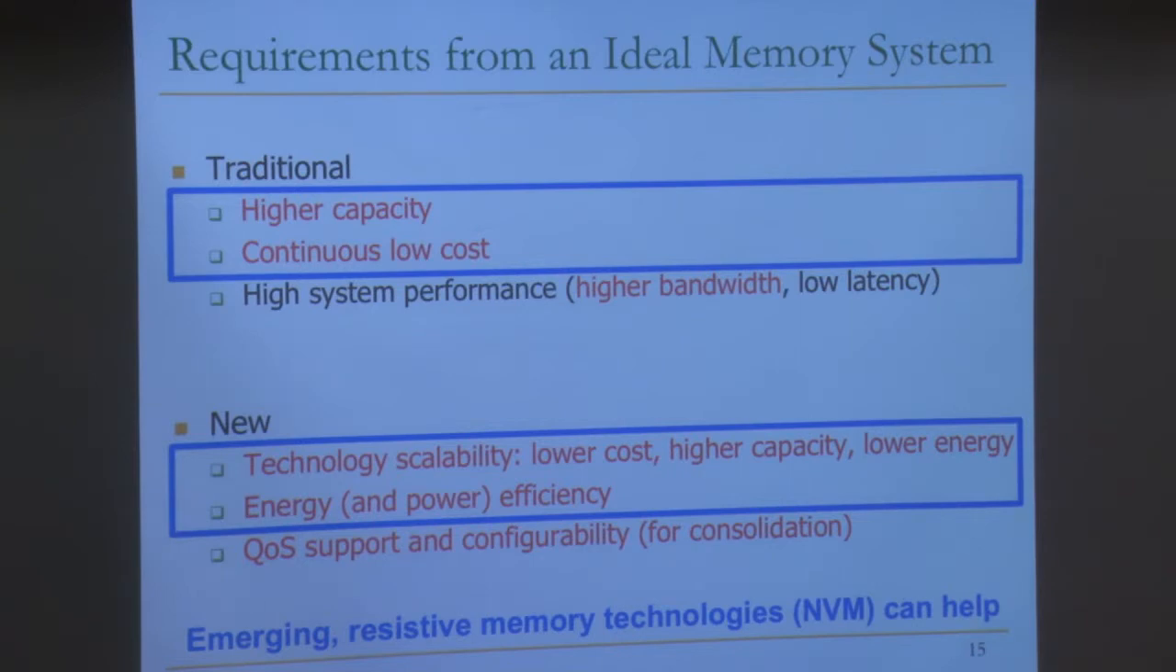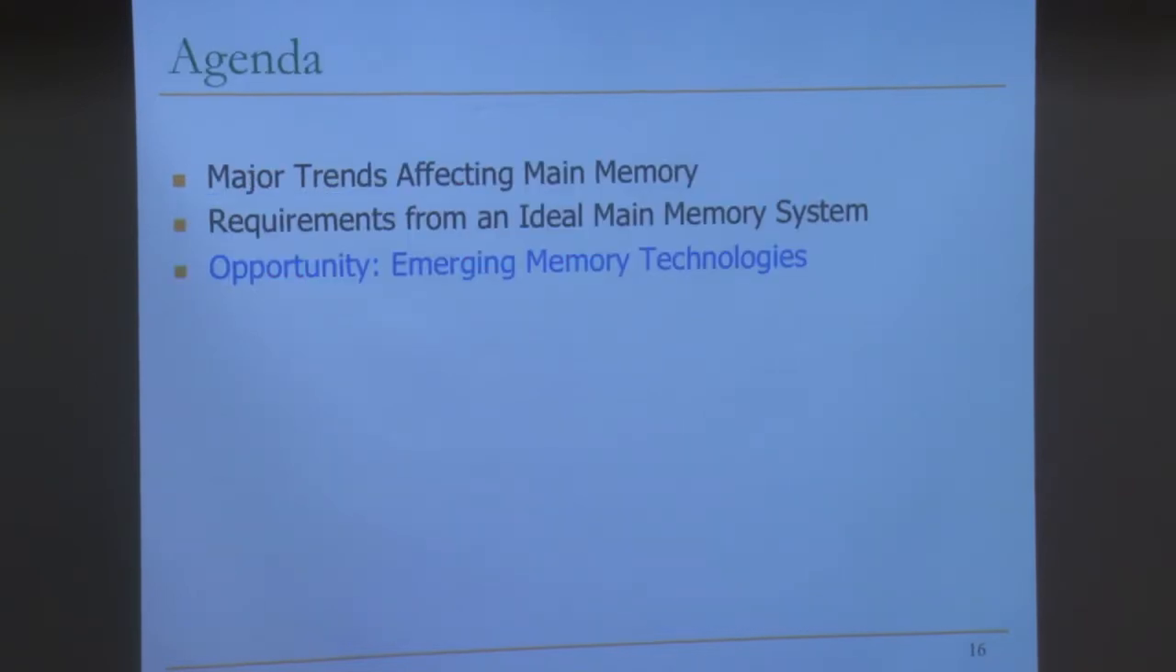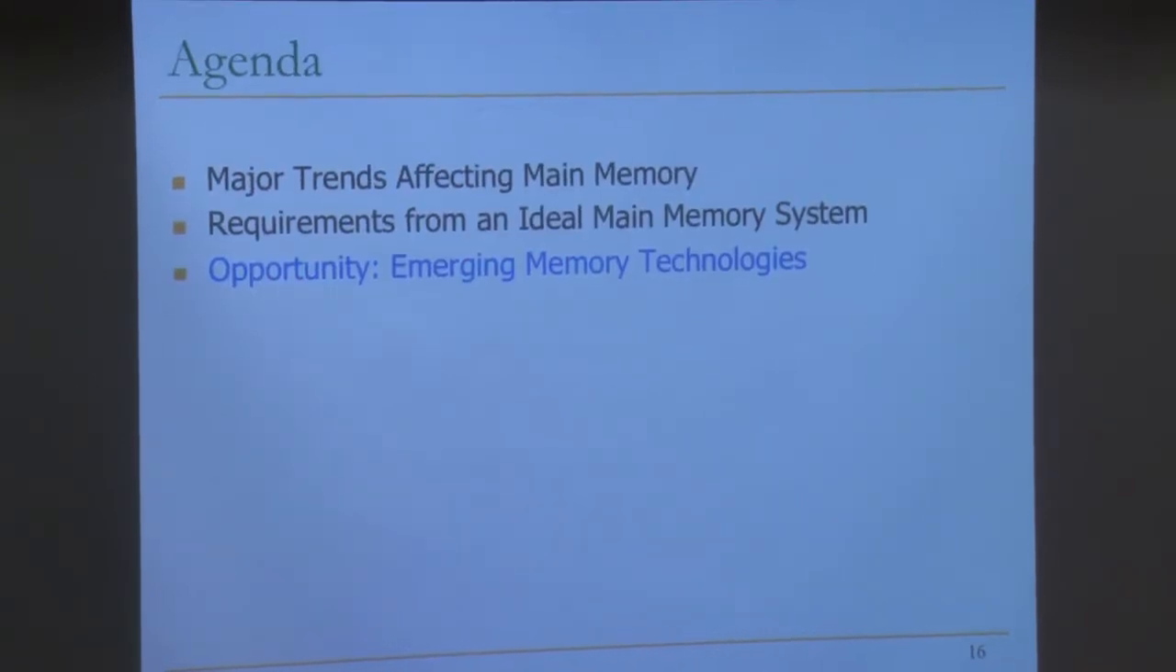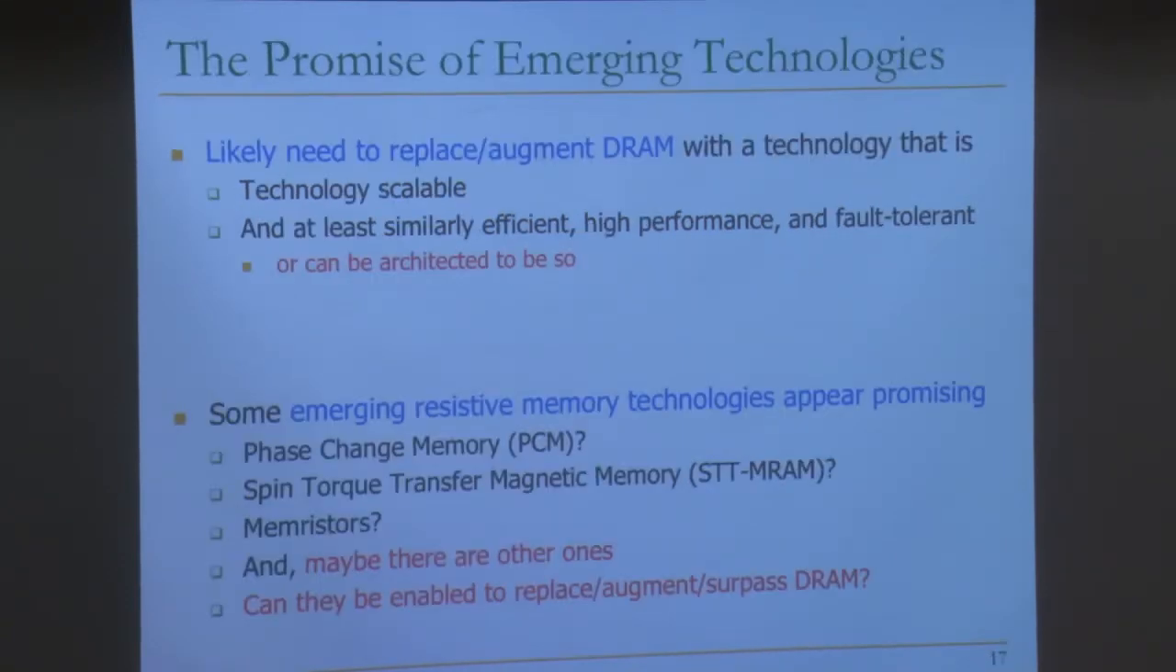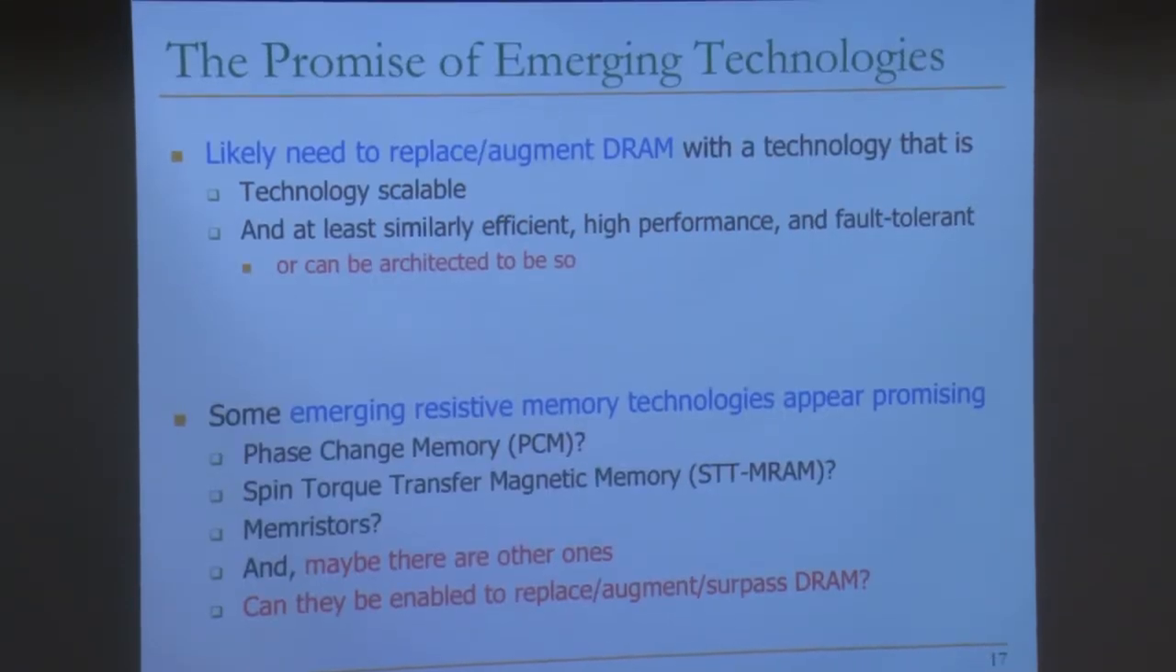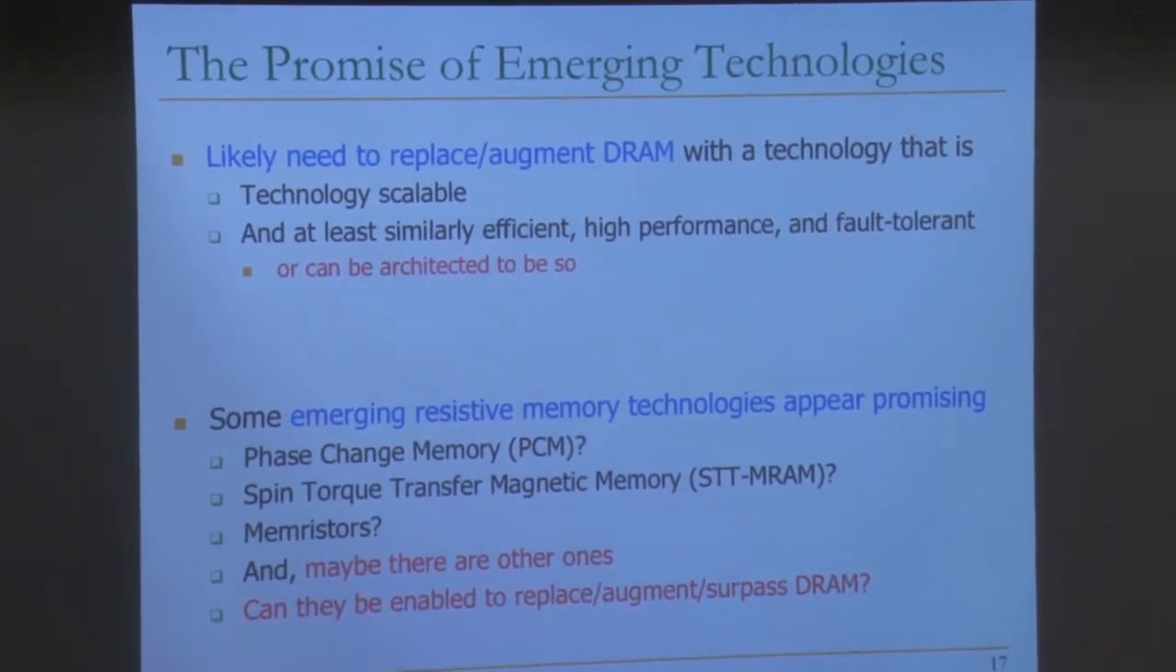So let's take a look at why some of these might occur. Let's look at the opportunity here to fit emerging memory technologies into the memory hierarchy. A lot of people have thought about this problem for a while. They've looked at the different alternatives. And it seems likely that we will replace or augment DRAM in its current location in the memory hierarchy in existing systems.